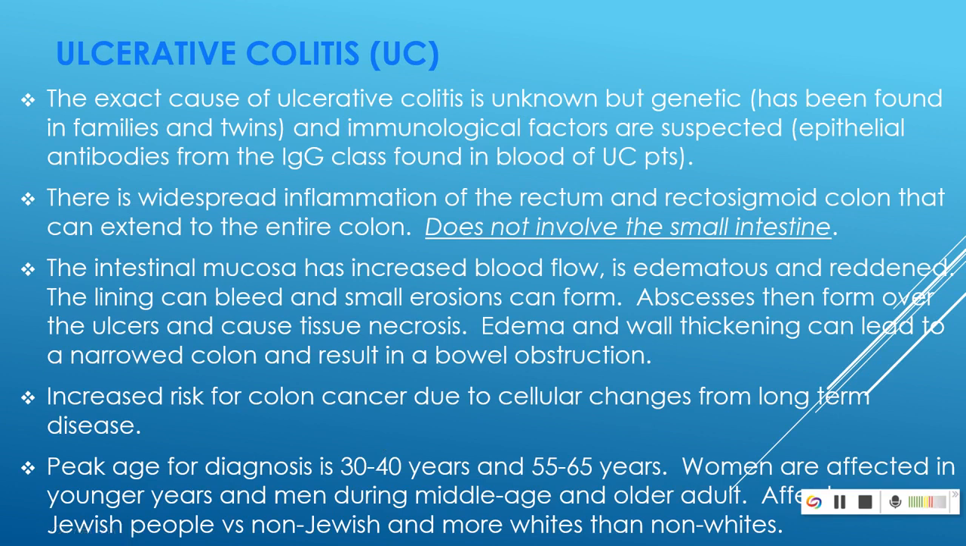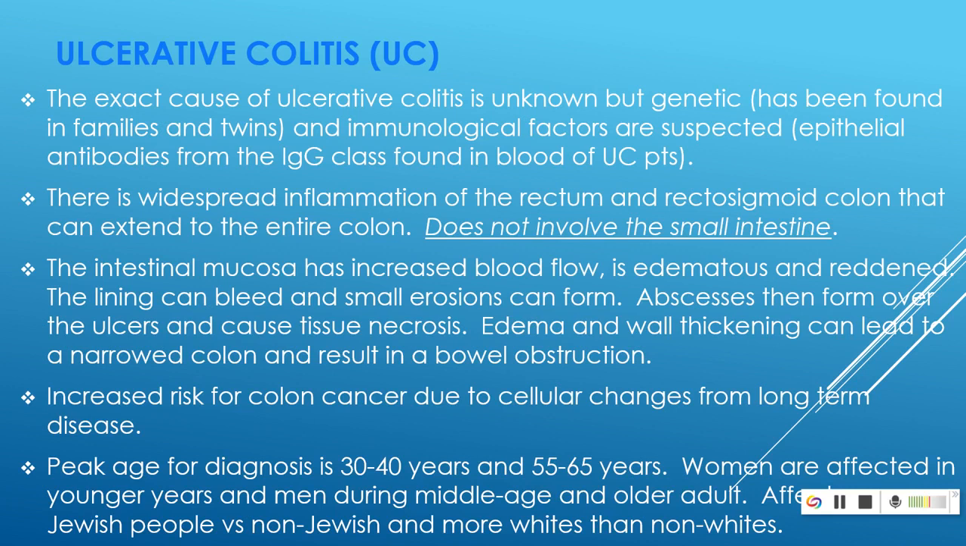Let's move on to ulcerative colitis. Colitis, colon, ulcerative, ulcers. What do ulcers do? Ulcers can eat through the lining until we get down to the vascular bed and we have bleeding. So put those two together. The exact cause of ulcerative colitis is unknown, but genetically, it's because it's been found in families and twins.